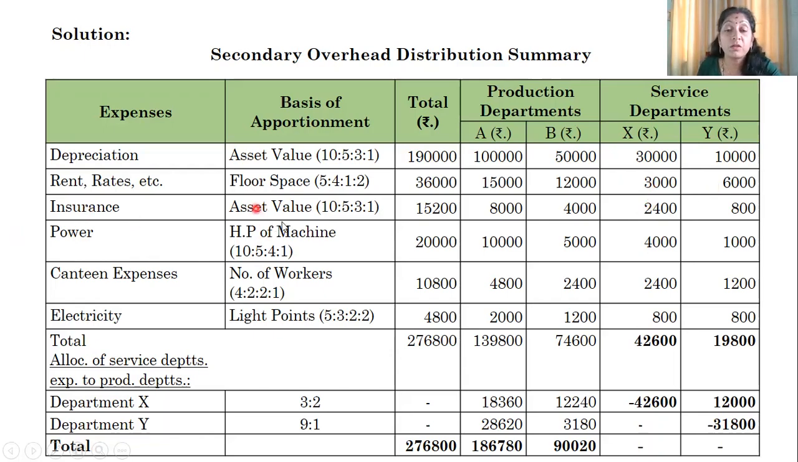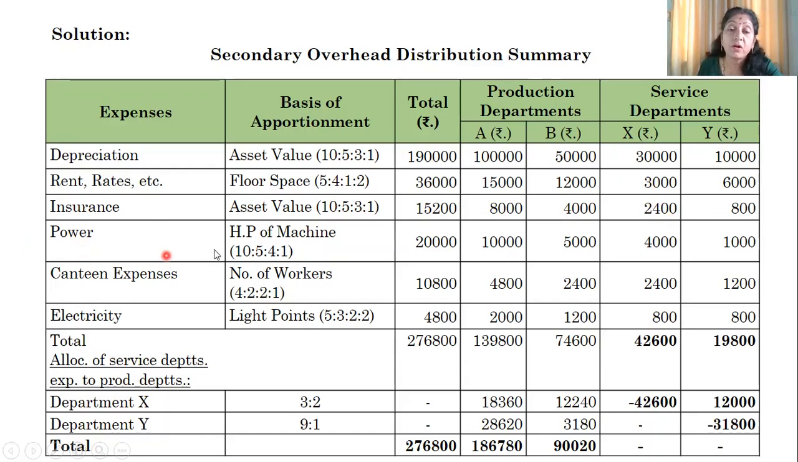Insurance on the basis of asset value. We have to bring it into here. It is on the basis of 10:5:3:1. The total 15,200 is given in the problem. A 8,000, B 4,000, X 2,400 and Y 800.